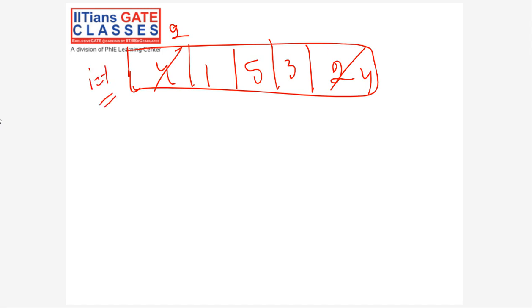i is equal to -1, j starts from 0. You compare this and this. If pivot element is greater, then you increment i and swap, okay? i is incremented, 2 and 2 will be swapped. j is incremented to 1, okay? j comes here. Pivot element greater, yes. So increment i becomes 1, 1 and 1 is swapped.